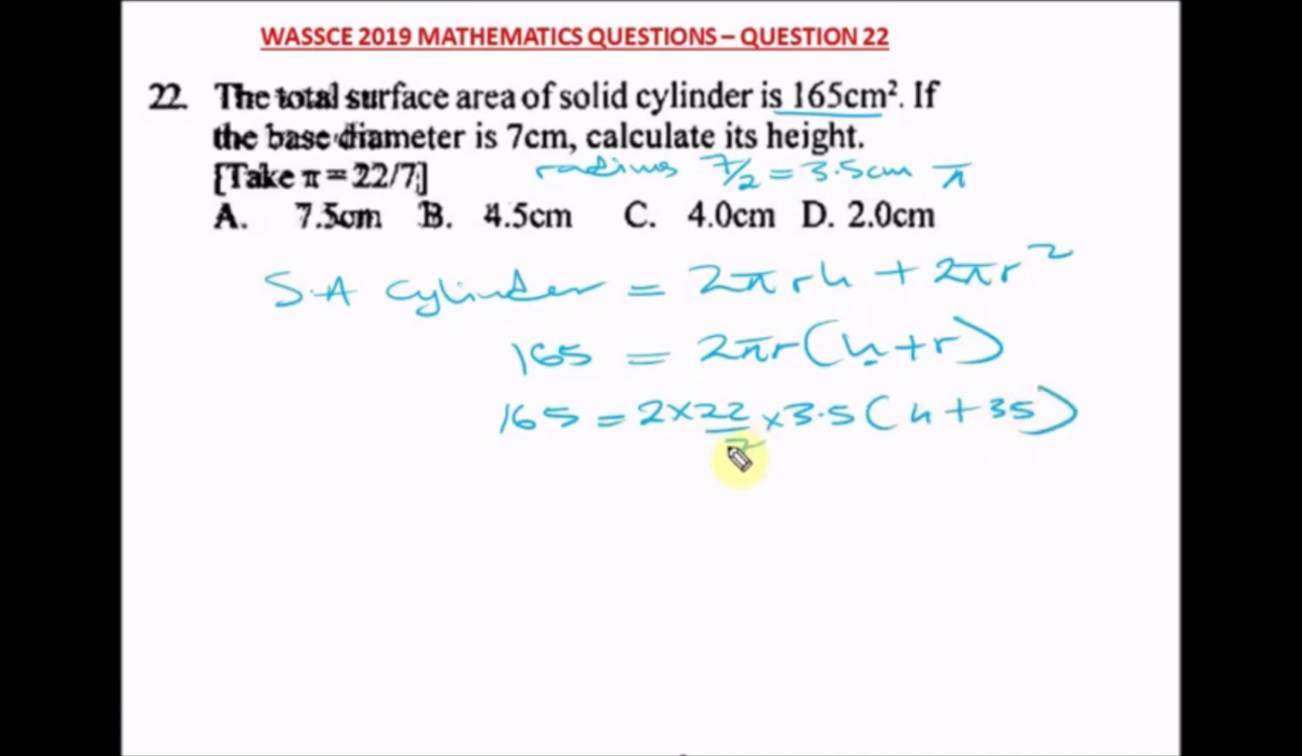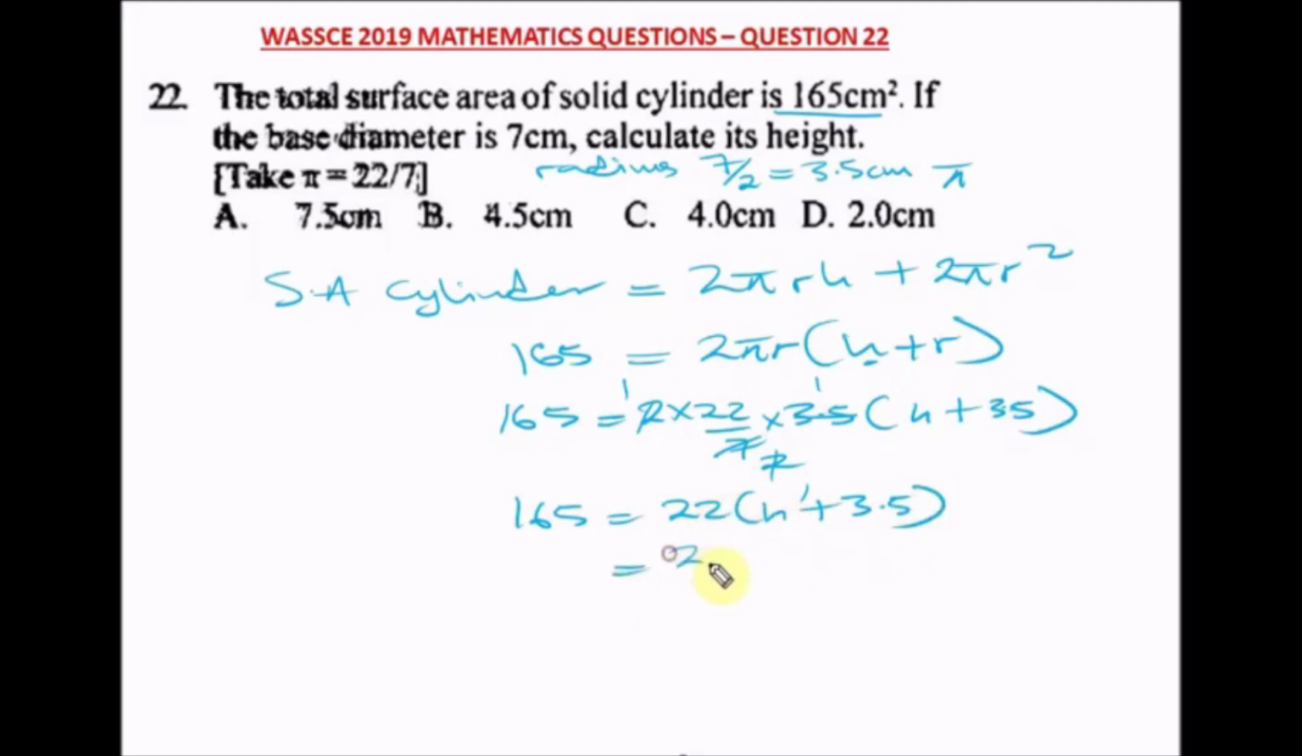From here, 3.5 can go into 7 two times, so we're left with 22 and 3.5. So we have 165 equal to 22 brackets h plus 3.5, close the bracket.